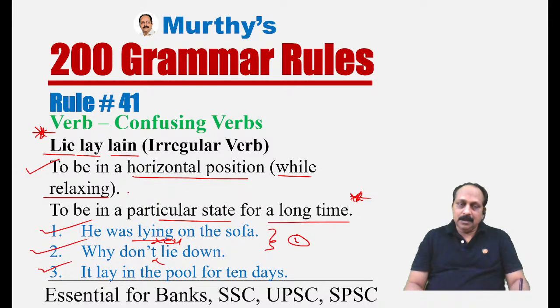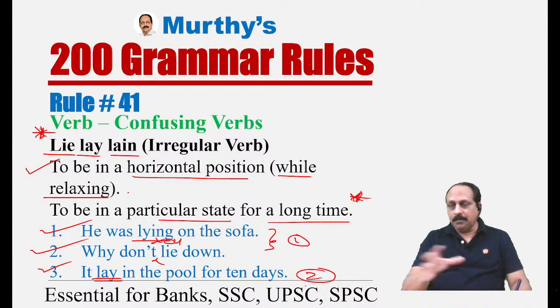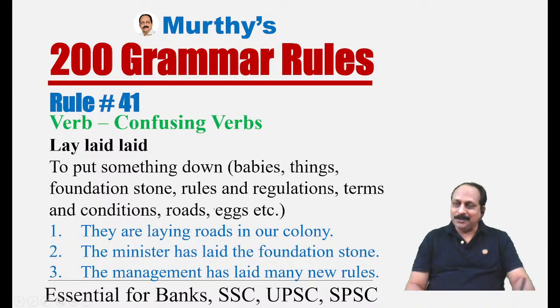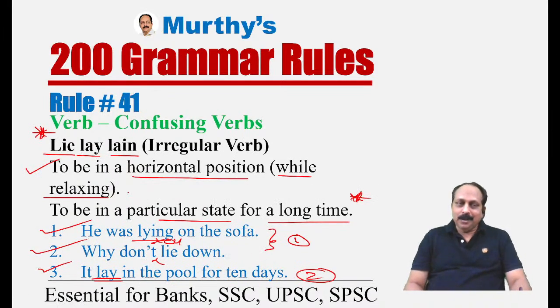So, here it talks about the second meaning, not the first meaning. The sentence talks about the second meaning. What is the second meaning? To be in a particular state for a long time, for 10 days. That talks about the long period. I hope you got the difference. To confuse learners more, we have the irregular form lie, lay, laying.